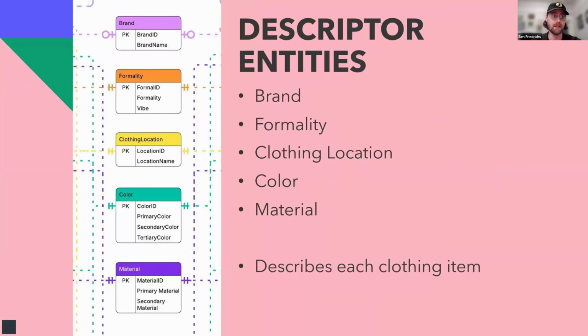So those descriptor entities that we talked about earlier, the smallest, most building block entities, are made up of brand, formality, clothing location, color, and material. These are things that describe each clothing item. Additionally, some of these descriptors have multiple attributes making them up. As you can see, color is made up of primary color, but also potentially secondary and tertiary colors. In addition, formality has both formality and a vibe, a kind of harder to determine je ne sais quoi kind of attribute.